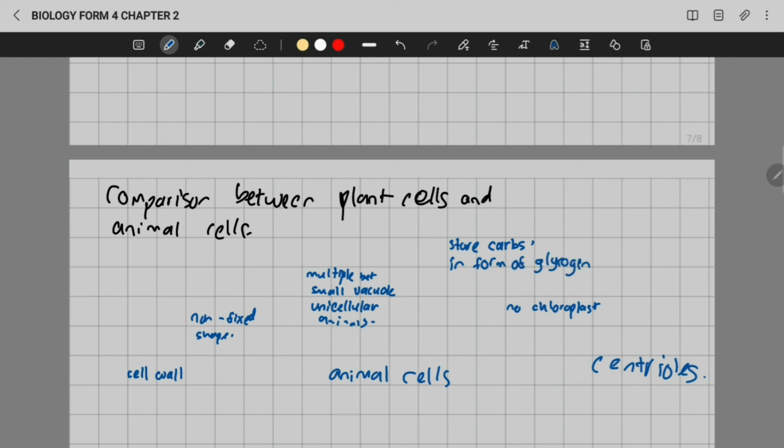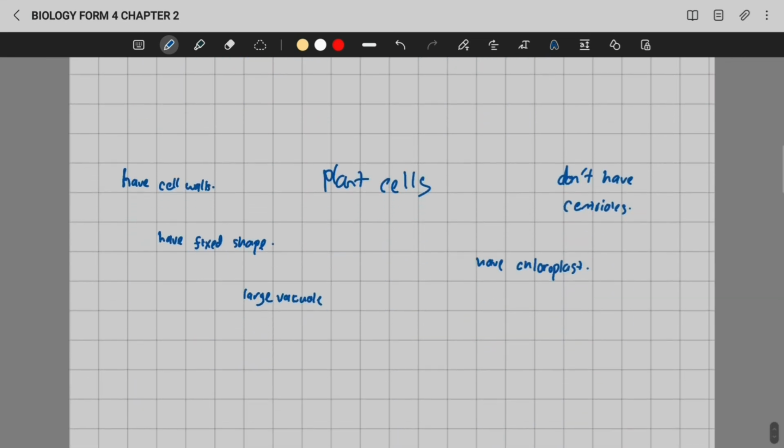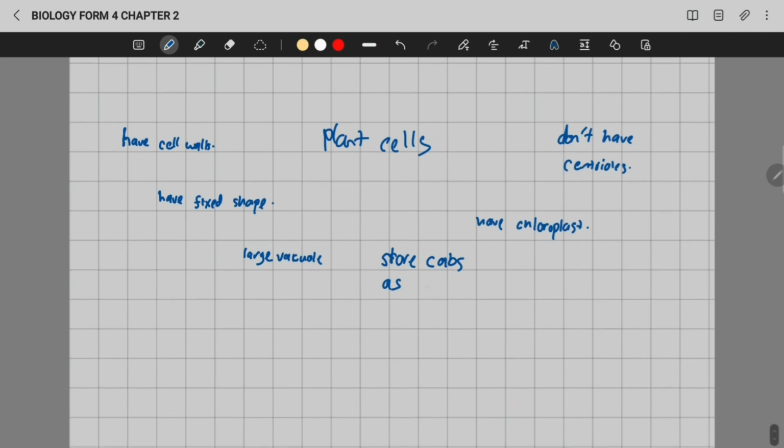We store our extra glucose. Glucose is the simple sugar at the end of your digestion process. And if you have more glucose than needed, it will be converted into glycogen, which will later be converted into fat. So animal cells store carbohydrate in the form of glycogen. But plant cells store their carbohydrate as what we call kanji, starch. Yes, starch.